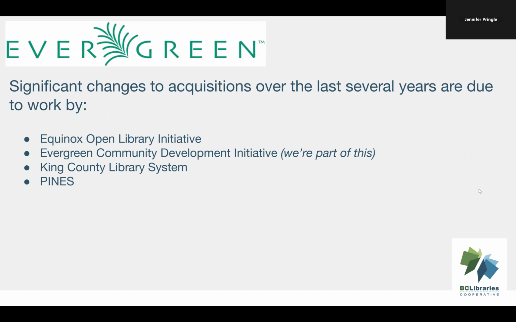Now, the Evergreen Community Development Initiative, of which the co-op is a member, contracted the Equinox Open Library Initiative to do a significant amount of angularization of the acquisitions module. And Angular is the new code that Evergreen is written in. There's also been significant contributions to the angularization and further development of this module by staff at Pines in Georgia and King County Library in Washington.